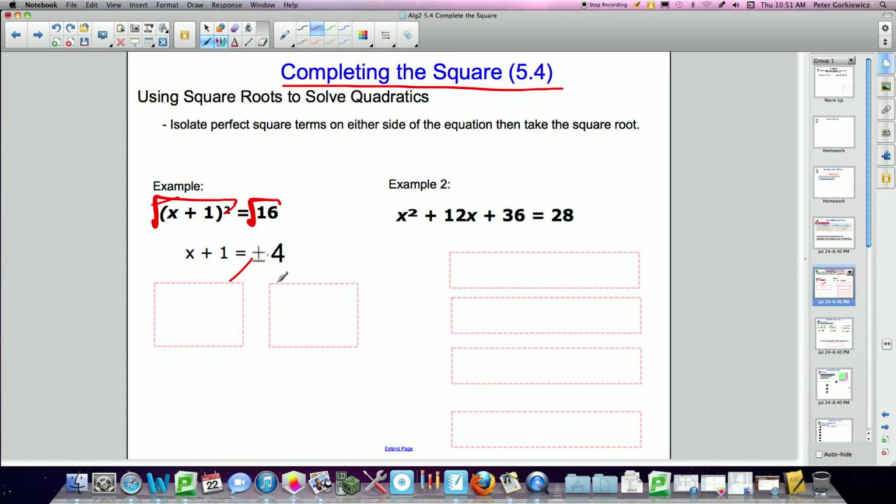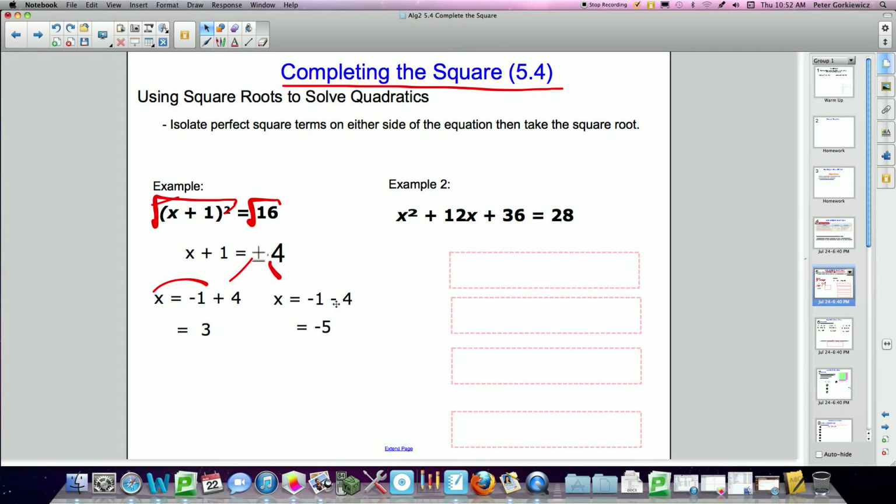One is if the 4 is positive. If the 4 is positive, you clean it up by subtracting 1 from both sides. So this was x plus 1, and we subtracted it from both sides. And so negative 1 plus 4 is 3. Great, one solution. And then if the 4 is negative, you get another solution that looks like, again, subtracting 1 from both sides, and you get negative 5.